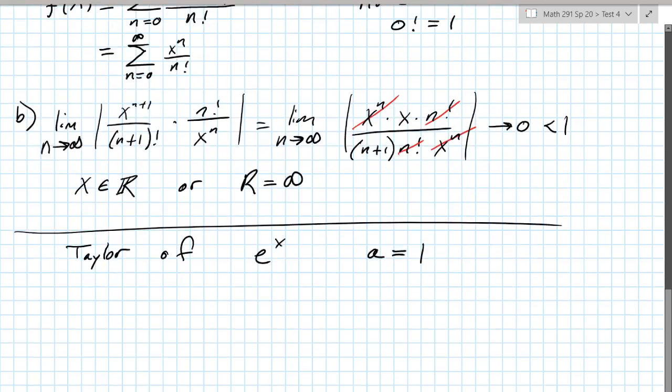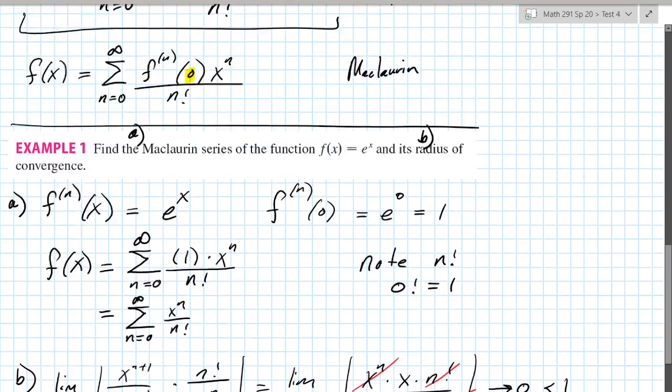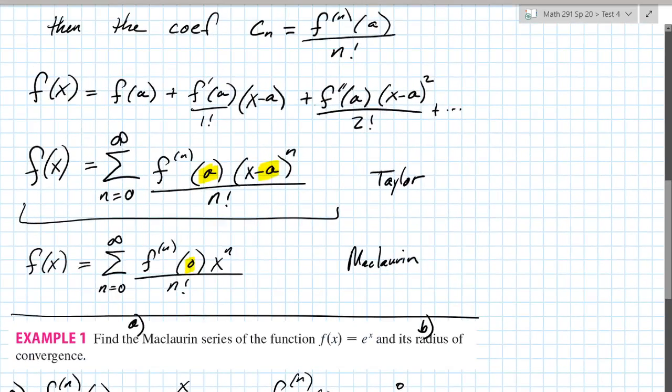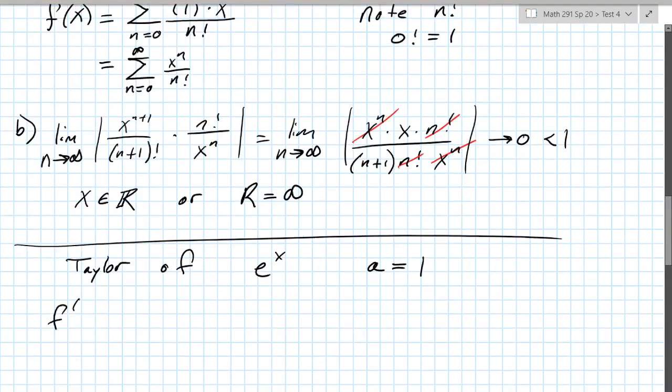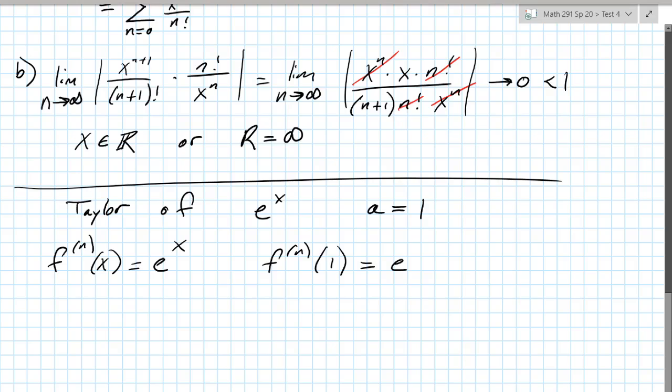So what do we need? We need, scroll back up here, we need to know the nth derivative evaluated at a, and we want x minus a to the n in our problem. So what is our nth derivative? Well, the nth derivative of e to the x is just e to the x. We want this nth derivative evaluated at 1, so this is e to the first power.